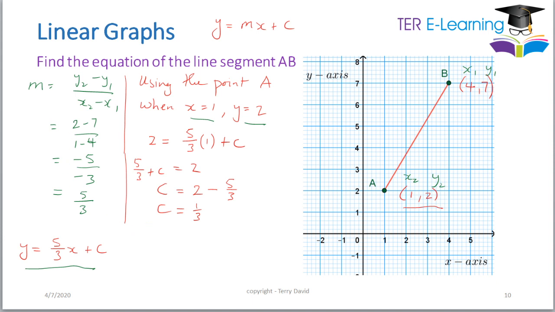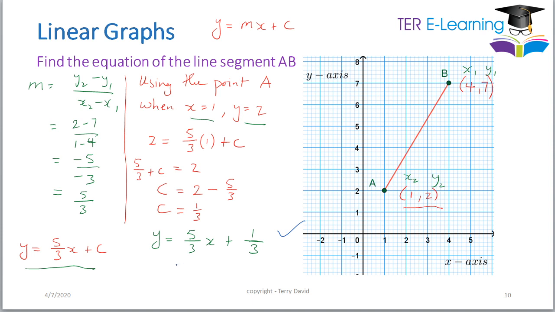So if c is equal to 1/3, it means that the equation of my line is actually y equal to 5 over 3 x plus 1/3. Right? So this is my equation of my line. So if you put this in the exam, they will give you this correct.